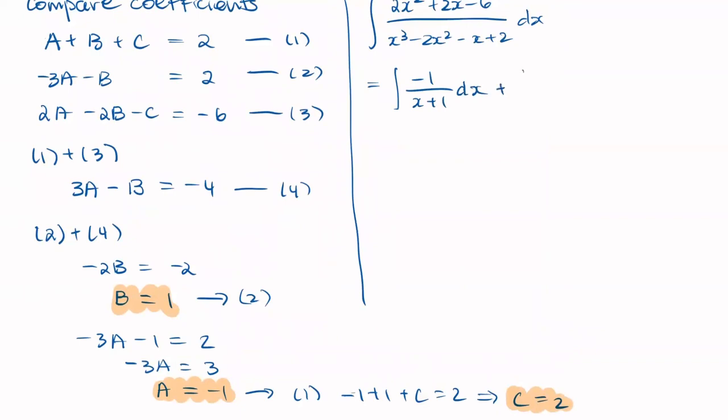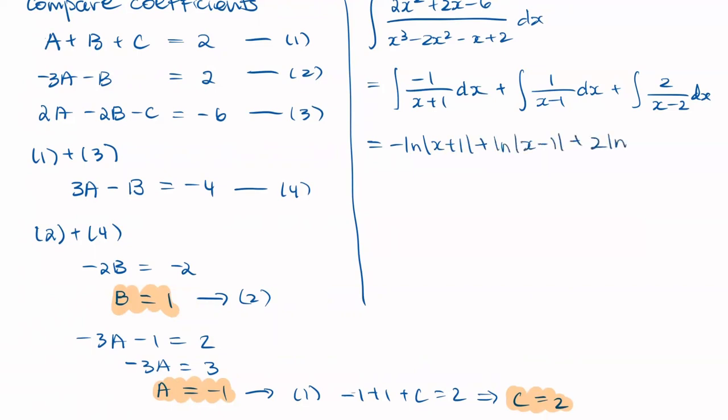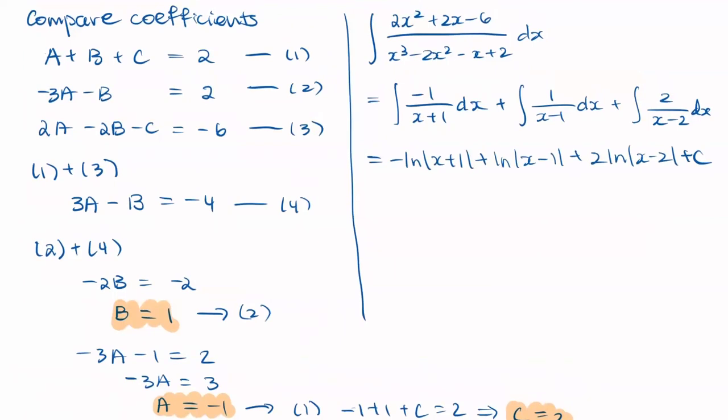dx plus the integral of b divided by x minus 1. So that's going to be 1 divided by x minus 1 plus the integral of 2 divided by x minus 2 dx. And then we integrate, so that would just be negative ln of x plus 1, plus ln of x minus 1, plus 2 ln of x minus 2, plus c. And that is the integral here.